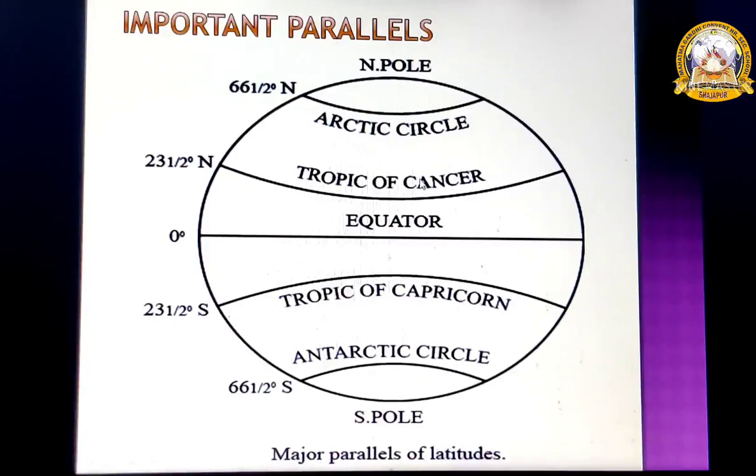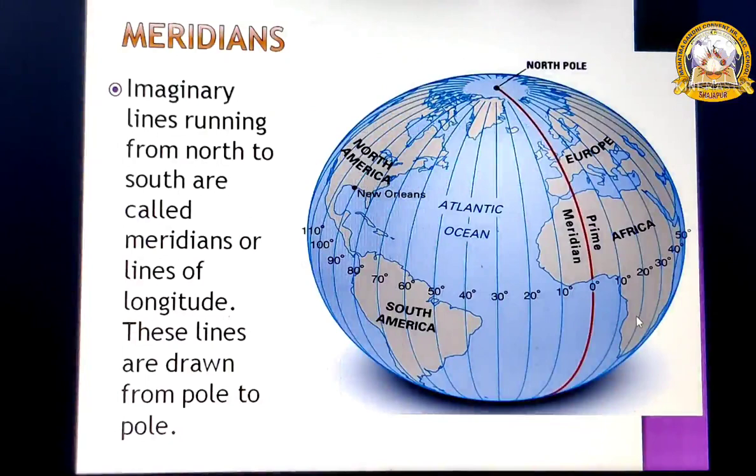The Arctic Circle and Antarctic Circle are also called polar circles, because they are near the poles. Okay. Now we learn about meridians.